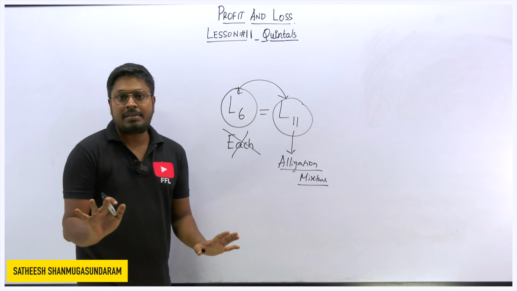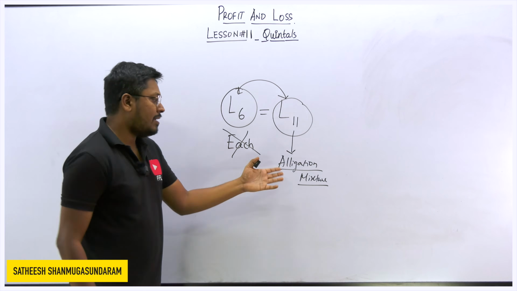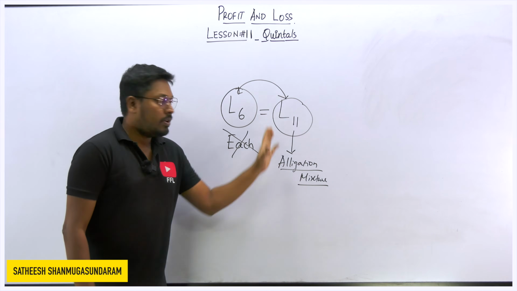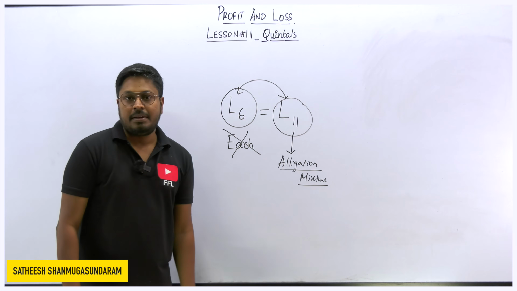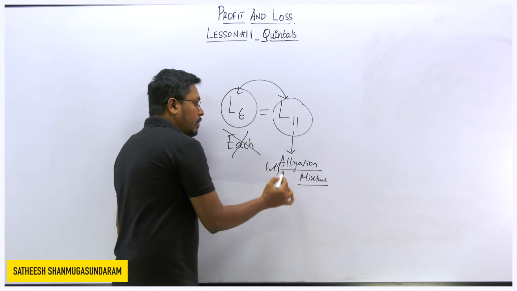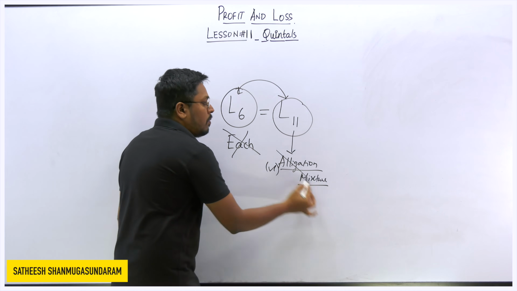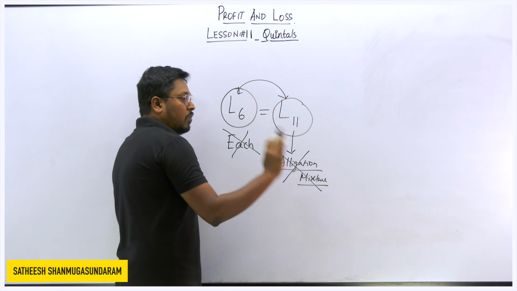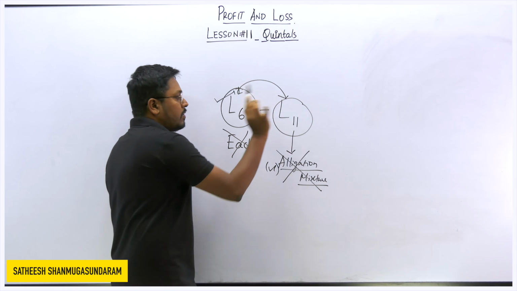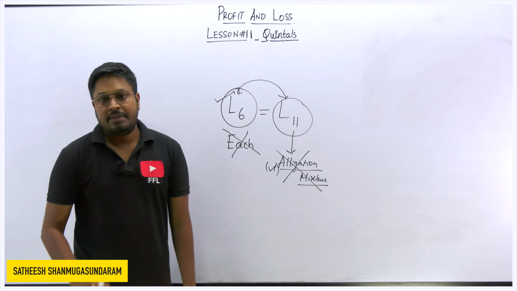It is your wish, but according to me, we can solve this question by using the lesson number 6 concept itself. You don't need to apply alligation mixture here. If you are okay with learning alligation mixture, you can solve the question that way. But if you don't know what alligation mixture is, no issue. The same concept we learned in lesson number 6, I'm going to apply here. The solving method will be the same.